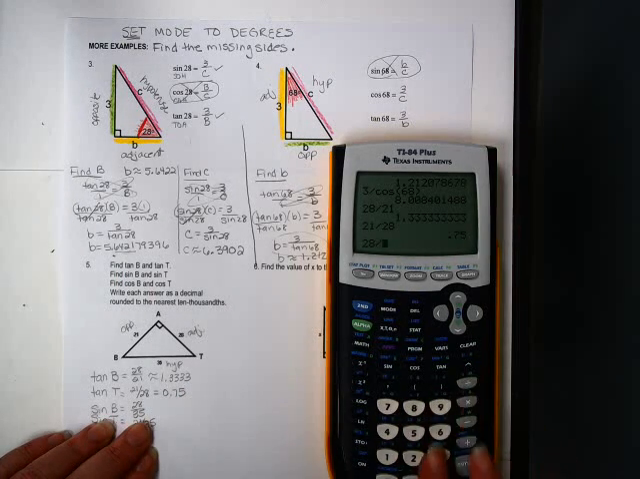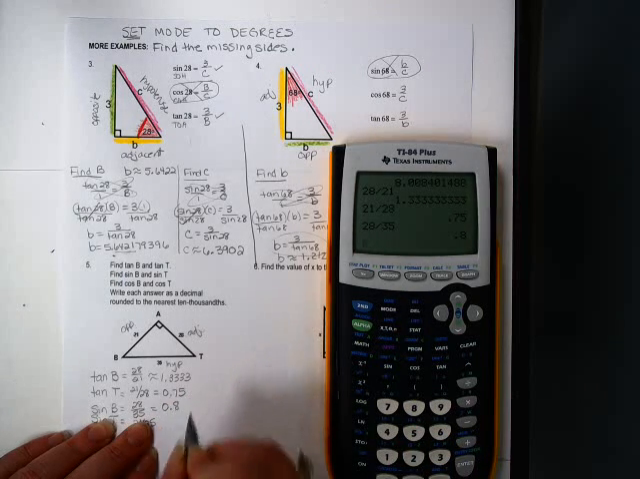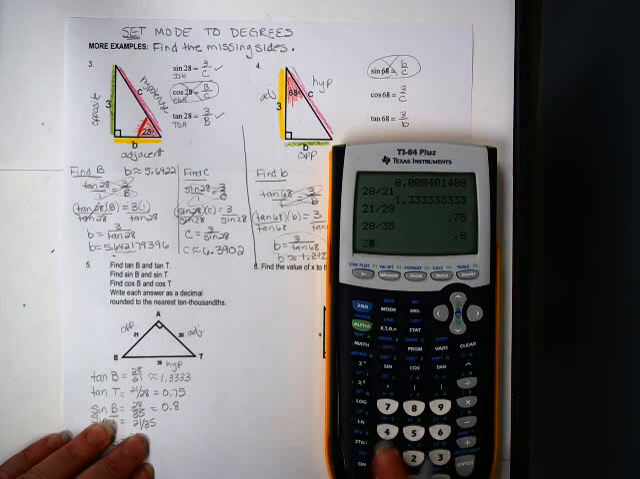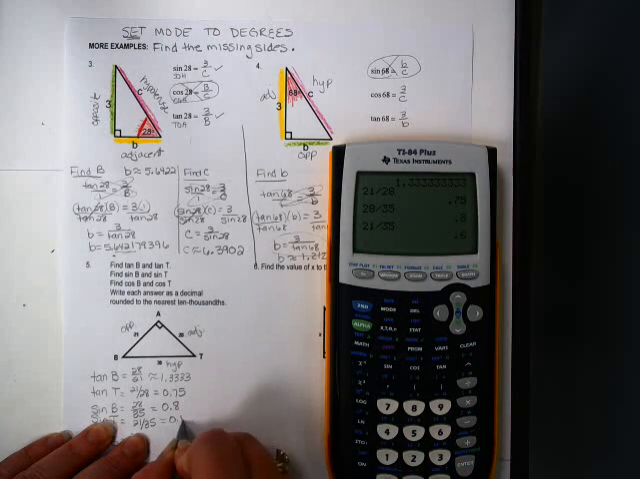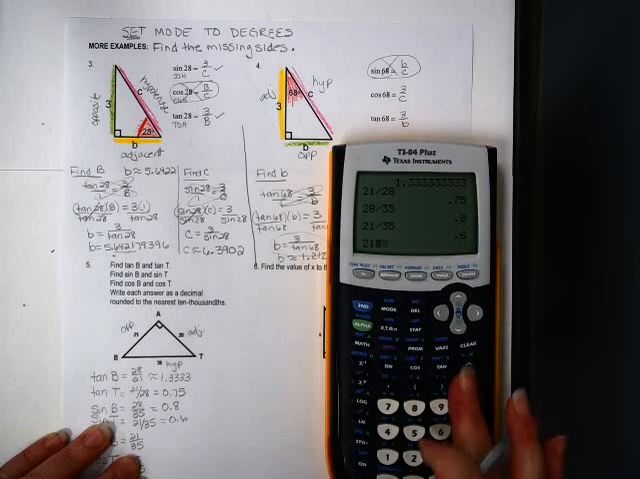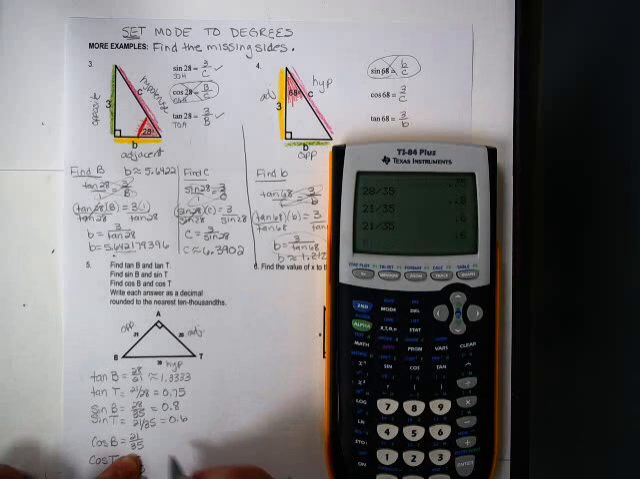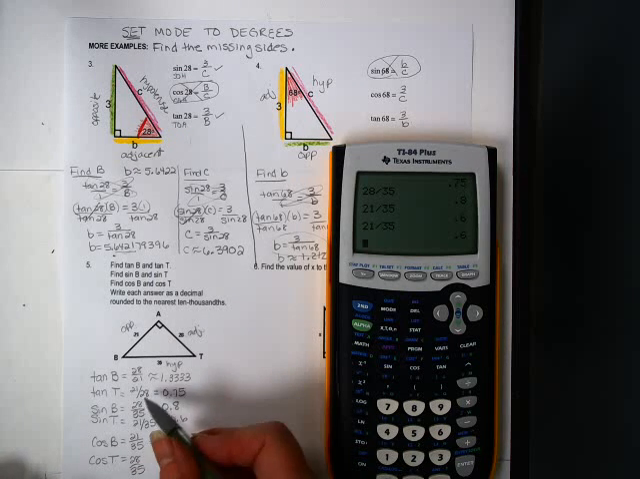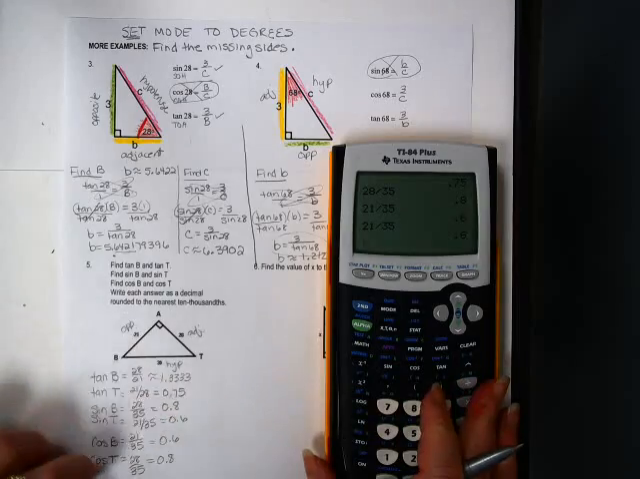28 divided by 35 is 0.8. 21 divided by 35 is going to be 0.6. 21 divided by 35, we already did that one. That's going to be 0.6. 28 divided by 35, we already did that one up here. That's going to equal 0.8. And we found them all.